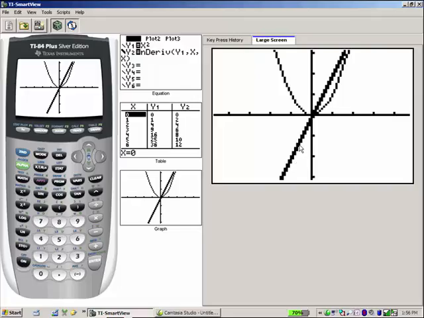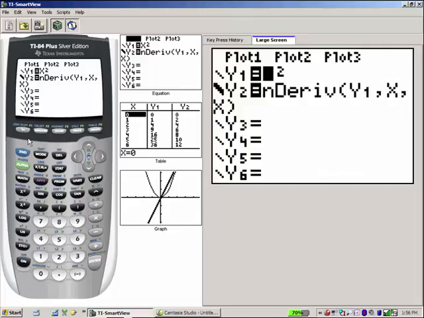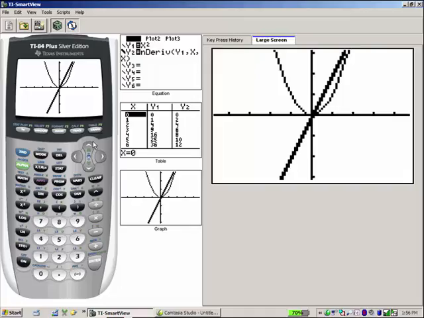Sort of. Let's talk about this a little bit more. Wouldn't that be the tangent line? No, it's actually not the tangent line. It's a graph of the derivative. That's for all values on this graph.